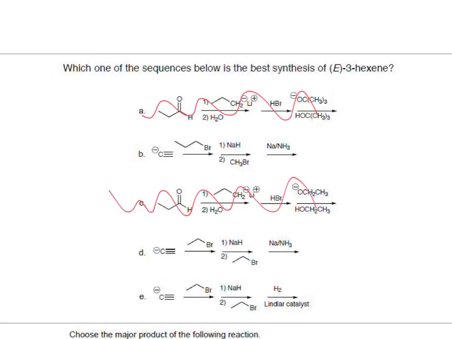All right, the question over here is, which one of the sequences below is the best synthesis of E3-hexane? And I already struck off 2 because they are not pertinent to organic 1. So B, C, D, we're going to select it in between. So you're given an acetylide type species, which is subjected to reaction with a primary halide that will go through a substitution.